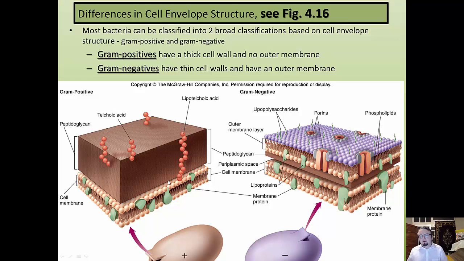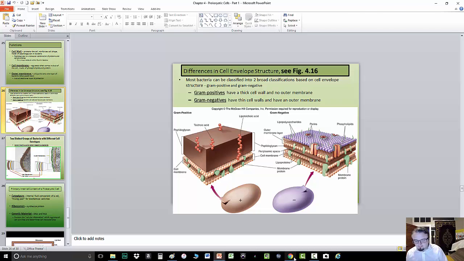Here's a picture showing the difference between these two types. On the left, we have what's called a gram positive bacteria. The gram positive has the cell membrane, as all living things do, made of the phospholipids and the protein. It's going to be at the base nearest the center of the cell, as it is in all organisms. And directly attached to that, you have this peptidoglycan layer, which is the cell wall. So this is just a very general view of what the cell wall would look like. And really what you have here are multiple layers of peptidoglycan.